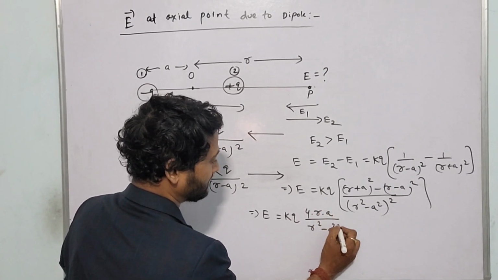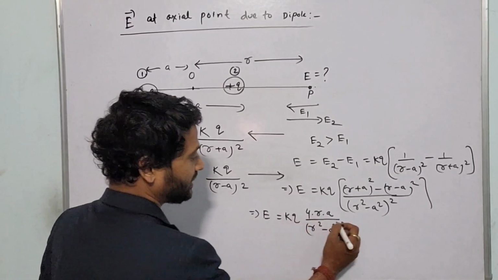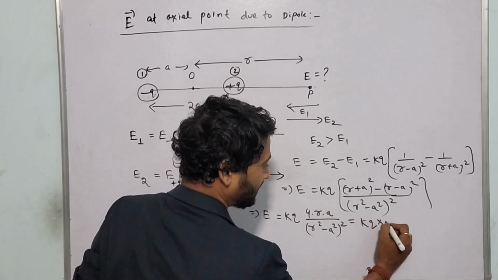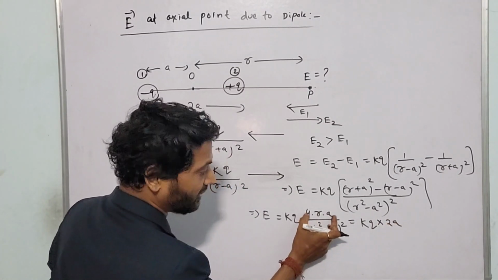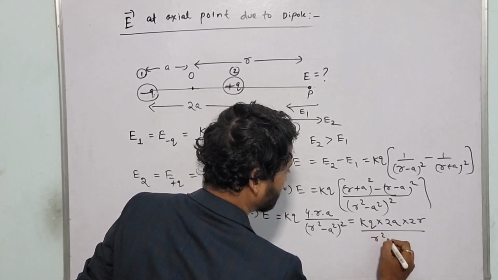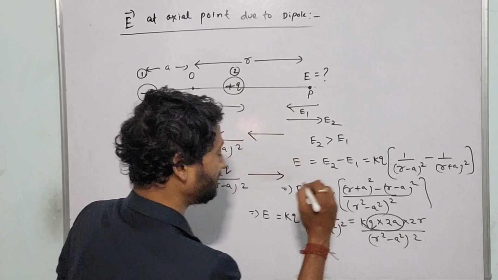upon r square minus s square whole square. Is it clear? So we can write this one as kq. So I can write down 2a. I can split this part 2a into 2r by r square minus s square whole square. Q into 2a is p, the dipole moment.